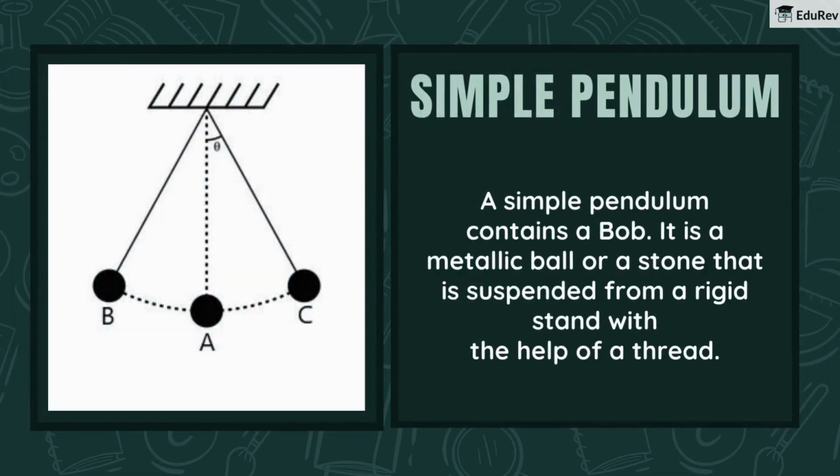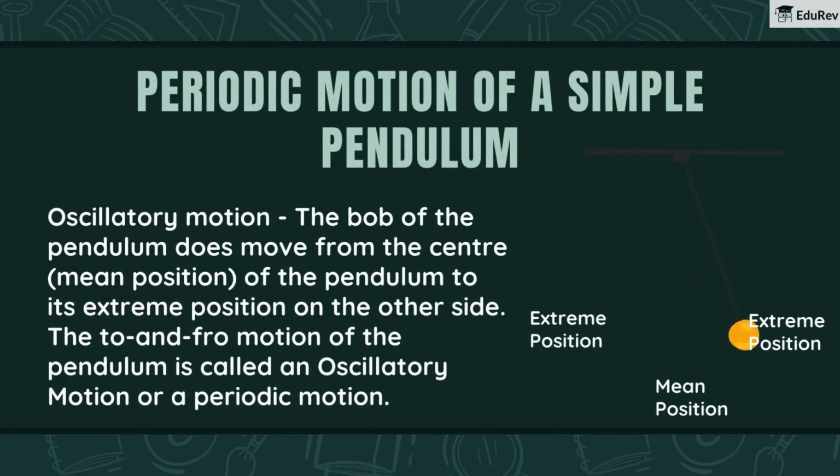Now, let's swing into the world of pendulums. A simple pendulum contains a bob. It is a metallic ball or a stone that is suspended from a rigid stand with the help of a thread. The bob of the pendulum does move from the center, mean position, of the pendulum to its extreme position on the other side. The to and fro motion of the pendulum is called an oscillatory motion or a periodic motion.